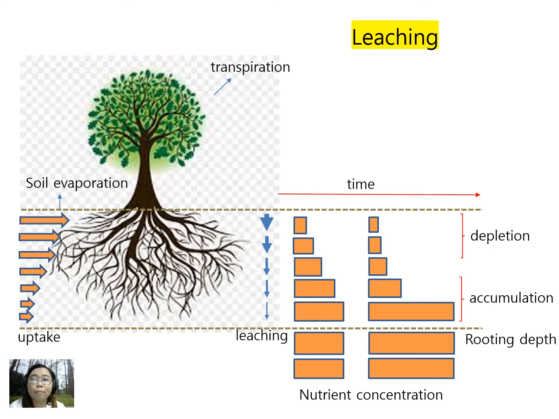Decreasing vertical water flow with depth depletes nutrients from the topsoil and accumulates them in deeper soil layers, producing a peak at the maximum wetting depth. So that's what happens when there is leaching. Now, another illustration is this.